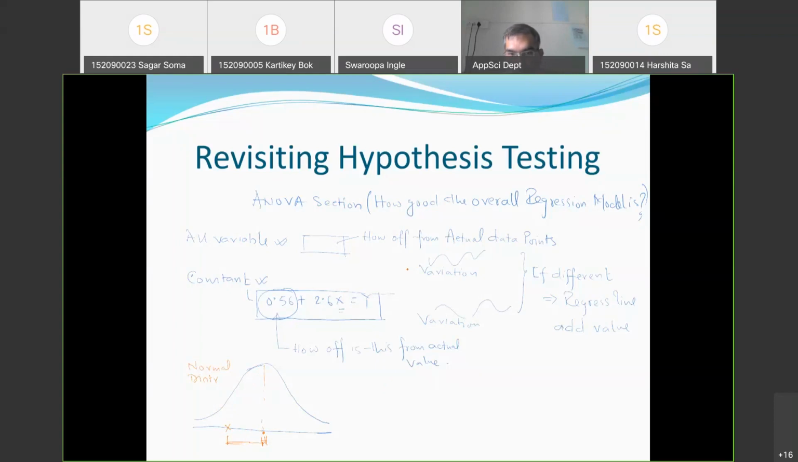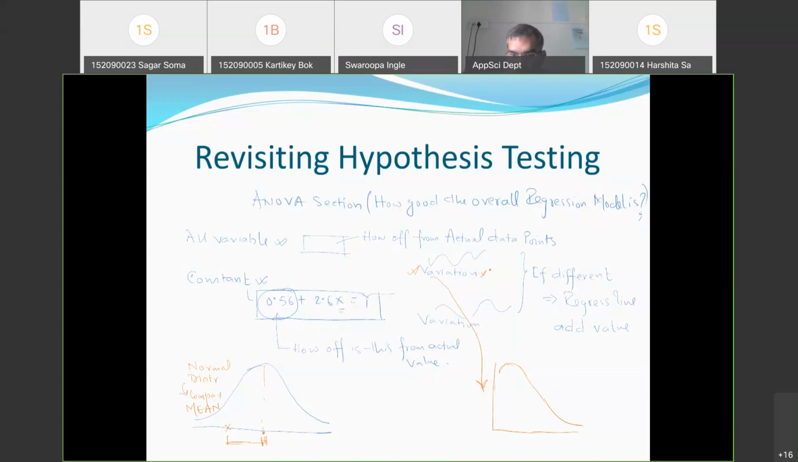Similarly, here we were comparing the mean, but now we are comparing variation. For that, the F statistic fits this model. The F statistic graph mostly looks like this, so it's not a symmetrical graph like the normal distribution. So we compare the two variations.